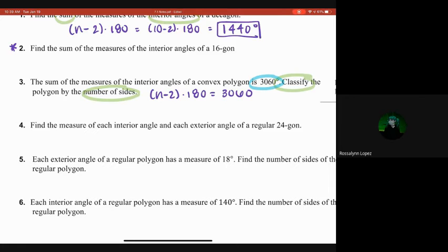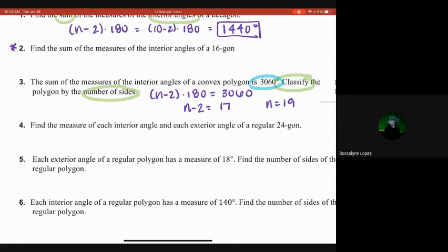Right? Our sum formula, we know it equals that. So now we're going to work backwards from it. And again, if you want to just work backwards with just the algebra part, that's totally fine. But when you work backwards here, we're going to divide both sides by 180. That's going to give us n minus 2 equals 17. And then you're going to add your 2 to both sides, and you're going to get that n is 19.